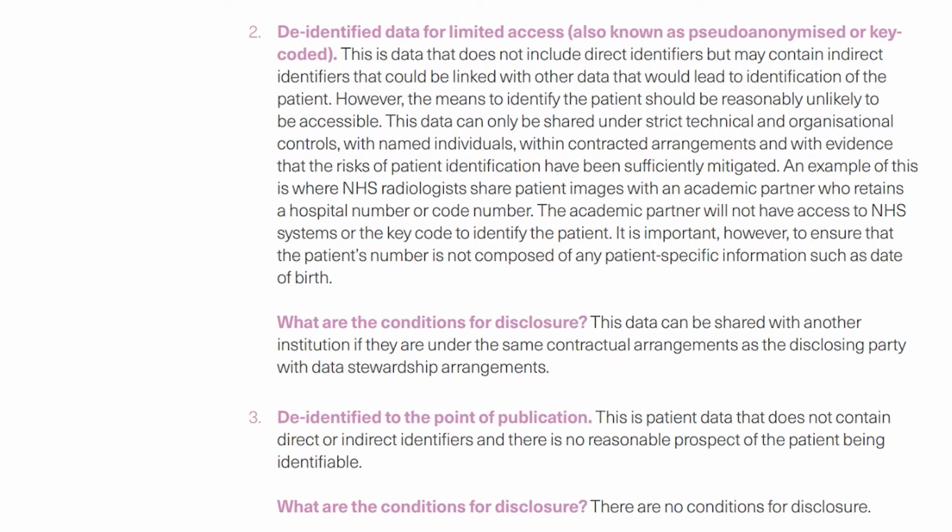The second type of data is de-identified data for limited access, also known as pseudo-anonymised data. For example, an NHS researcher may replace all patient identifiers with a research code number to share the data with a researcher at another NHS institution. This sort of data sharing can be performed without consent, but all organisations must have appropriate data stewardship arrangements, such as strict organisational controls and named responsible individuals.